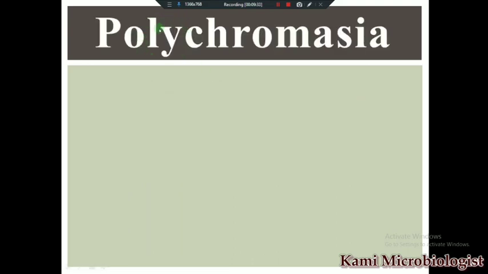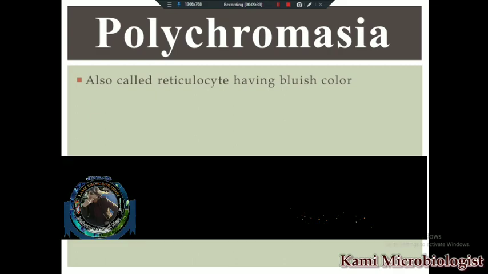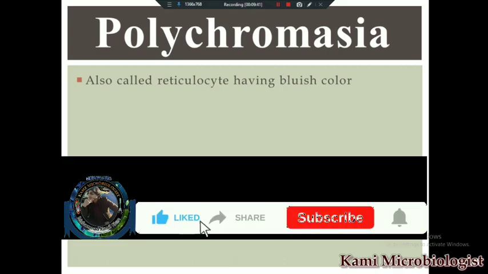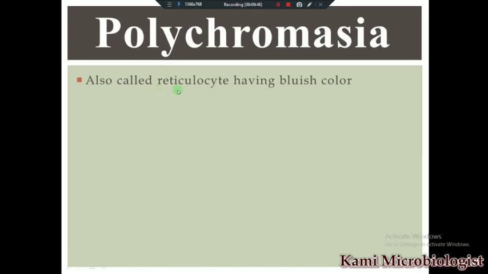Another variation of color in the RBC is called polychromasia. What is polychromasia? When the RBC are bluish in color, we call it polychromasia. These bluish color RBC are also called reticulocytes, which I already explained. It's also present on my channel. Okay, reticulocyte means immature RBC. And let's explain the conditions of polychromasia.